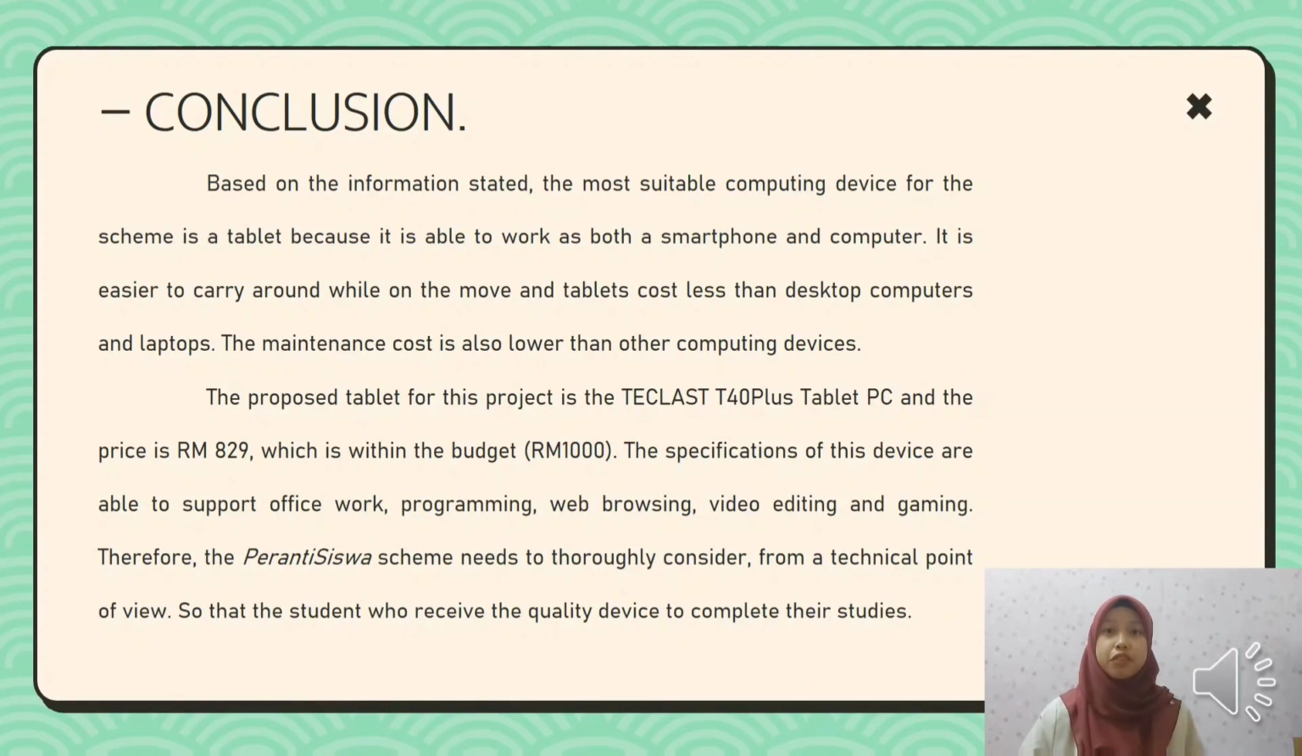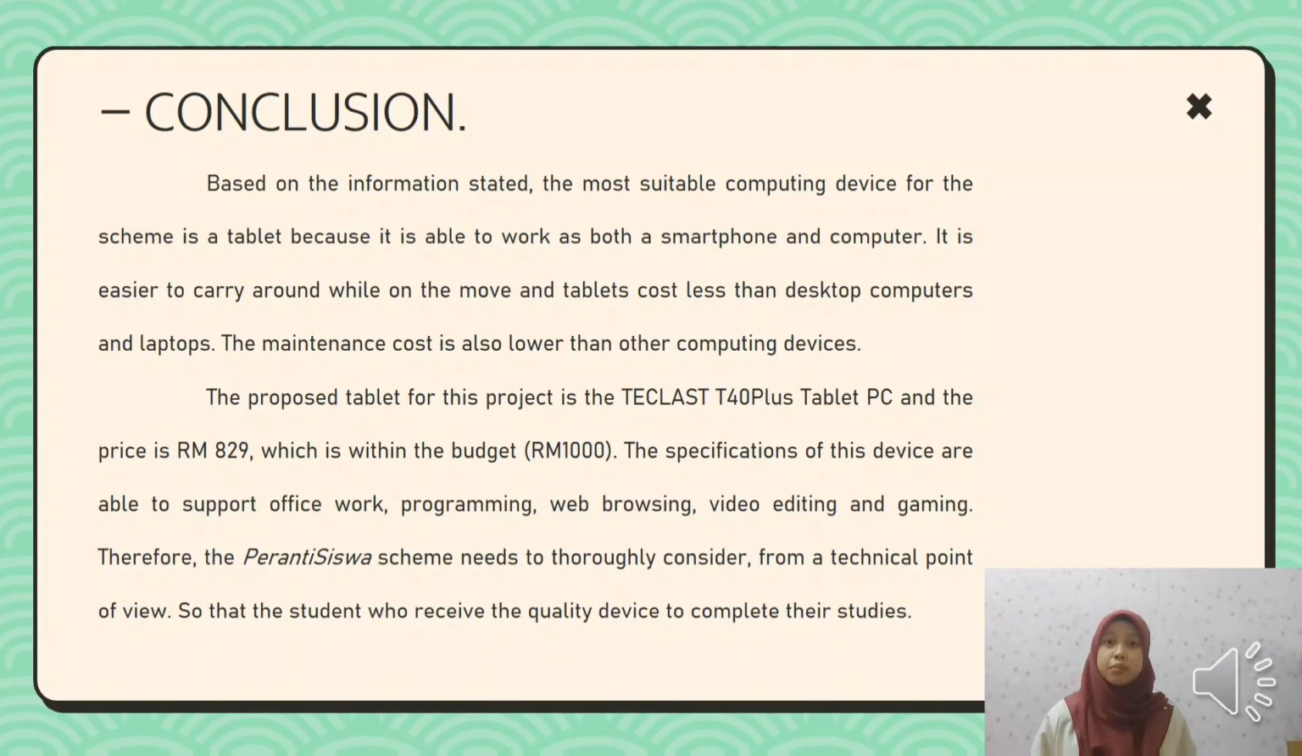Based on the information stated, the most suitable computing device for the scheme is a tablet because it is able to work as a smartphone and a computer. It is easier to carry around while on the move, and a tablet costs less than computers and laptops. The maintenance cost is also lower than other computing devices.